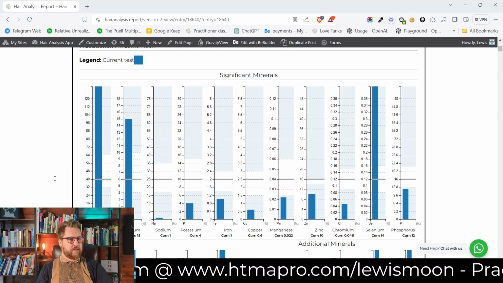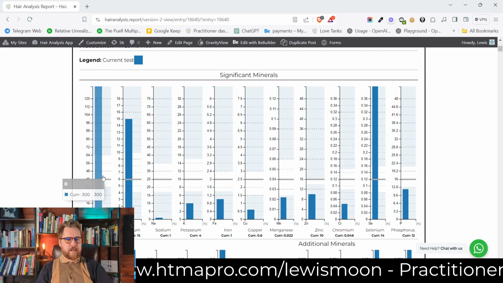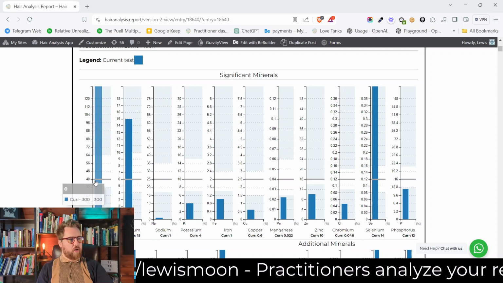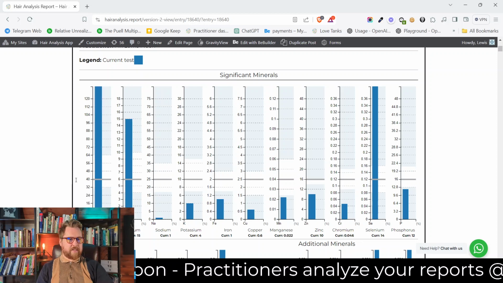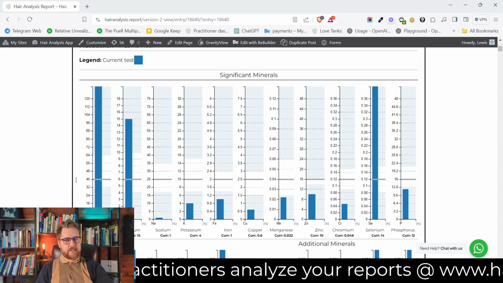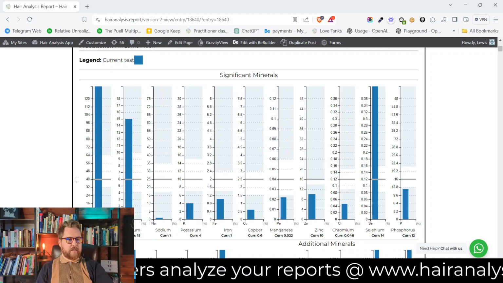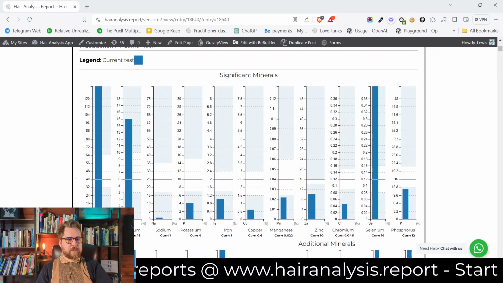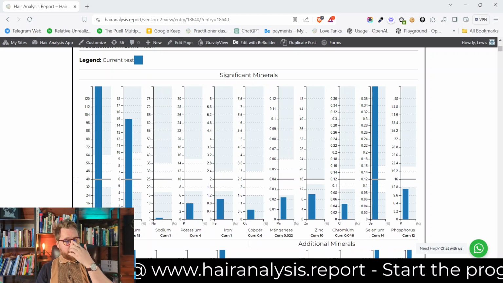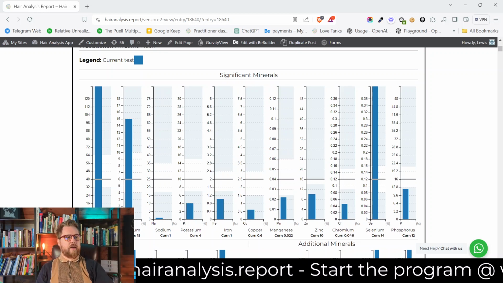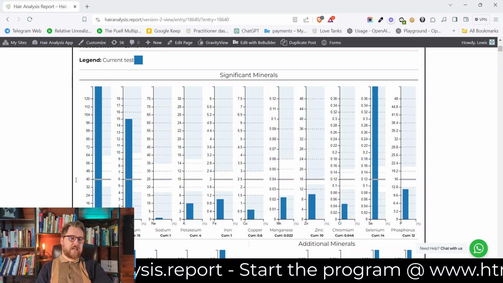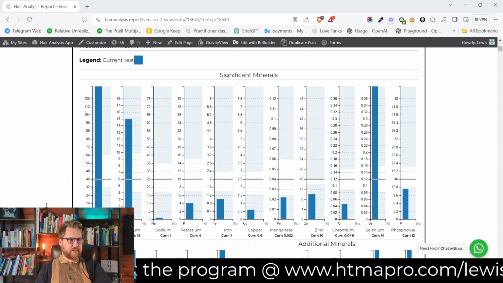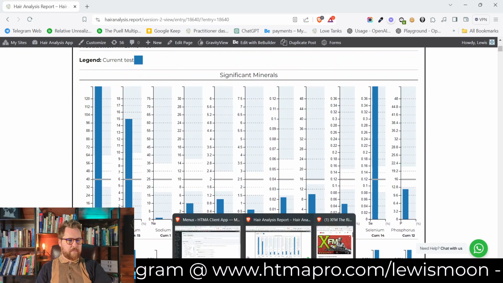I would highly recommend running it through our application at hairanalysis.report or getting an ARL test. But there are benefits to a trace elements test. They do actually test for more minerals, so it's swings and roundabouts. The absolute best thing to do, in my opinion, if you want more minerals on the test, is to get a trace elements report and run it through our system so you can see the patterns pretty nicely.